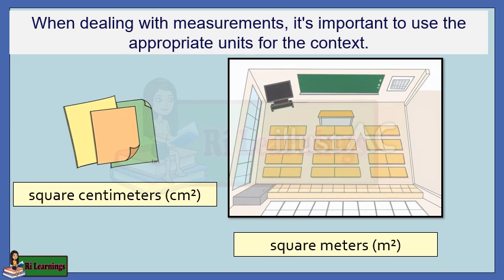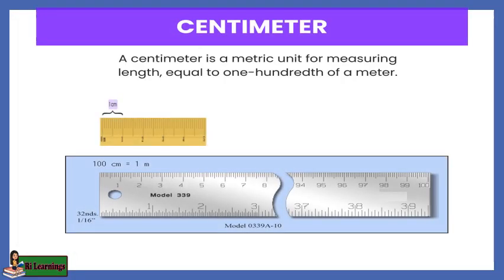When dealing with measurements, it's important to use the appropriate units for the context. Paper, being relatively small, is often measured in square centimeters because it's convenient for such small areas. On the other hand, larger spaces like classrooms are measured in square meters due to their size. A centimeter is a metric unit for measuring length, equal to 1/100th of a meter.